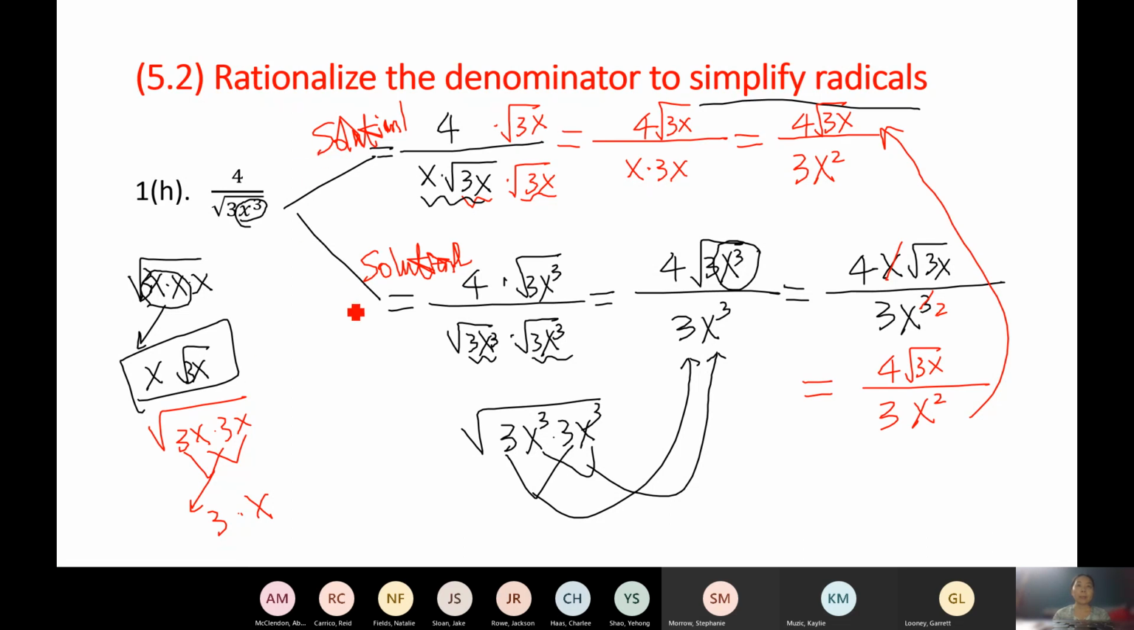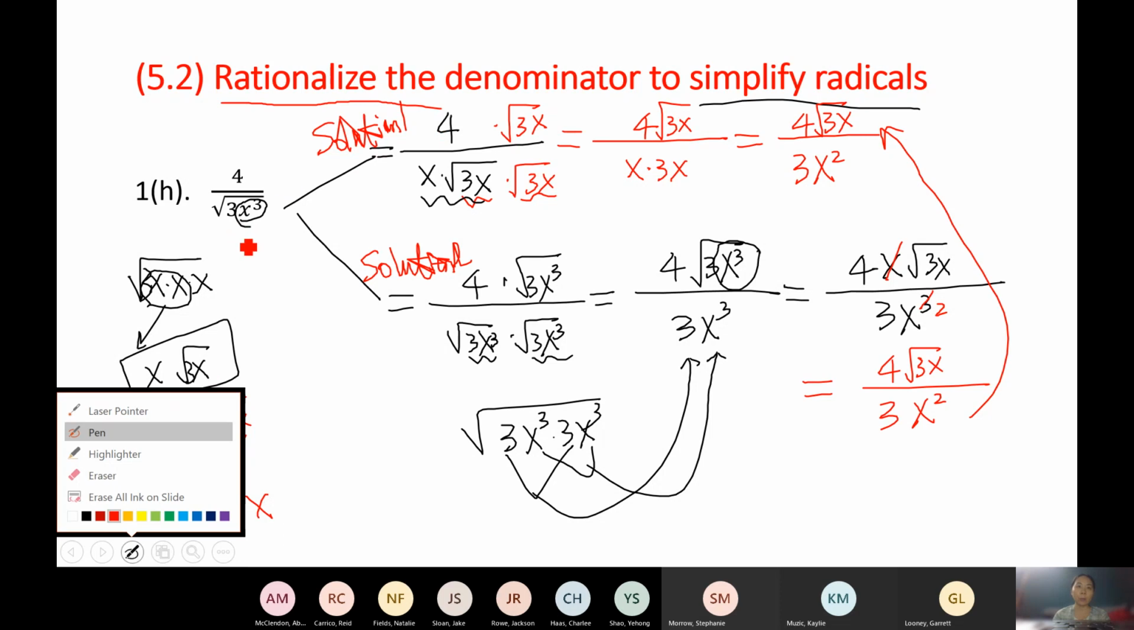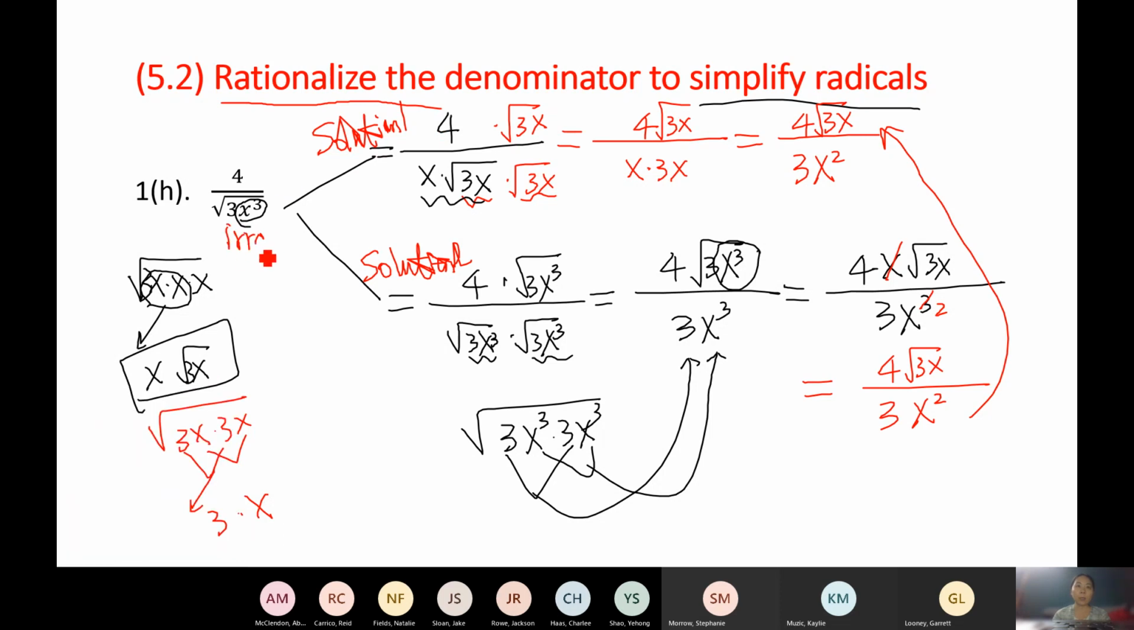So this step right here, this process that we just did, is called rationalize the denominator. The reason we call it rationalize is because originally, with the radical sign, we also called it irrational. Radical is irrational. And in the final answer, look, we have 3x squared, no radical anymore. That becomes rational. So this process of changing an irrational denominator to a rational denominator is called rationalize the denominator.